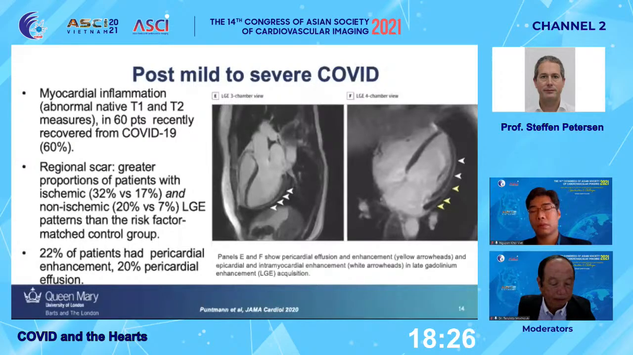The most prevalent abnormality was myocardial inflammation, defined as abnormal native T1 and T2 measures, detected in 60 patients recently recovered from COVID-19. That's 60%, followed by regional scar and pericardial enhancement. There were greater proportions of patients with ischemic, that's 32% versus 17%, and non-ischemic, 20% versus 7%, late gadolinium enhancement patterns than the risk factor matched control group. 22% of patients had pericardial enhancement and 20% pericardial effusion.